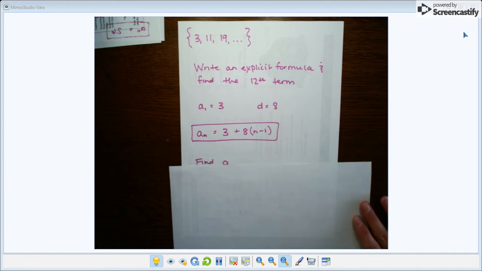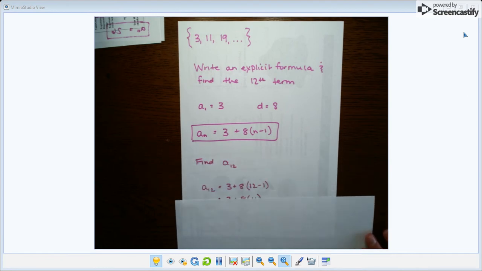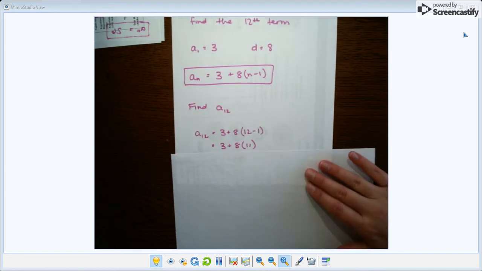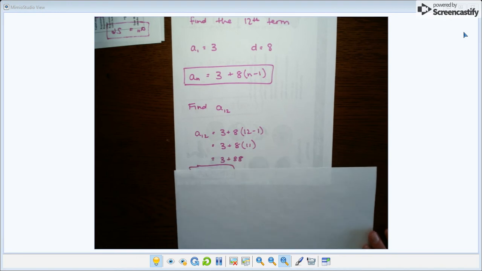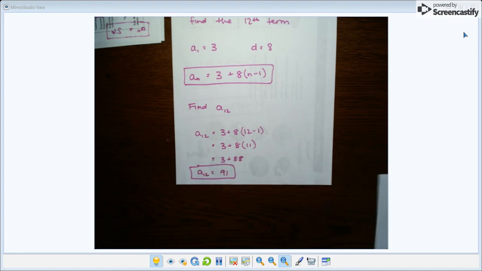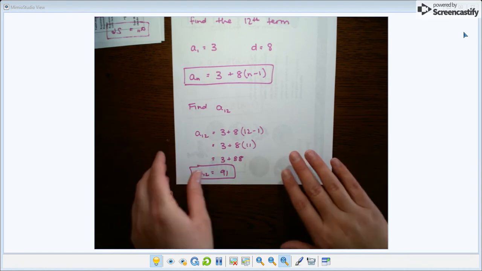Now we can find that 12th term just like we did in previous examples. So we're going to plug 12 in for n. That gives us 3 plus 8 times 11. 8 times 11 is 88, and then add that 3 gives us the 12th term being 91.